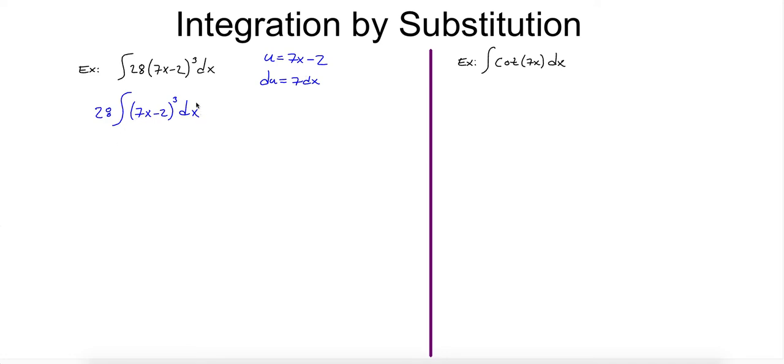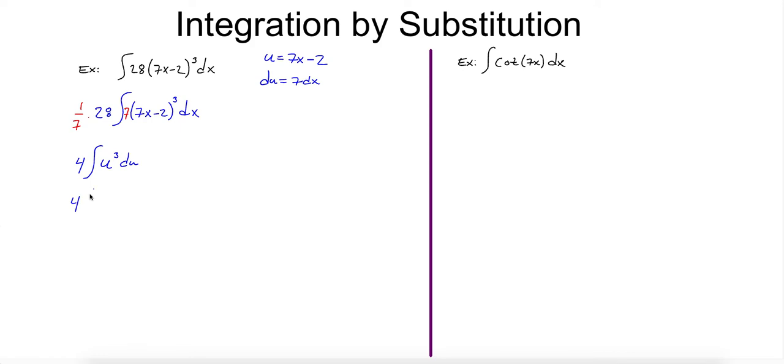So if I want to include a du here, I really need to have a 7 somewhere inside this integral. If I put a 7 on the inside, I need to balance that out with a 1/7 on the outside. So now what we end up getting is 1/7 times 28, which gives us 4 times the antiderivative of u cubed du.